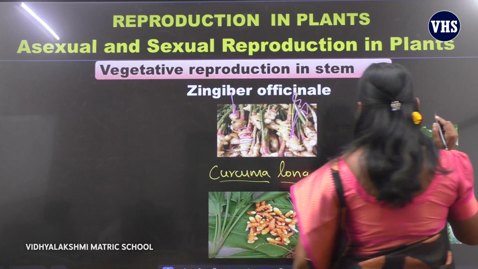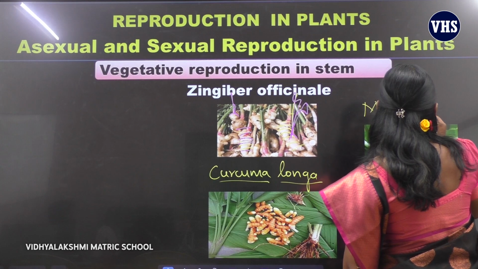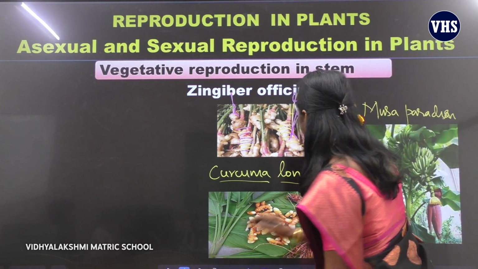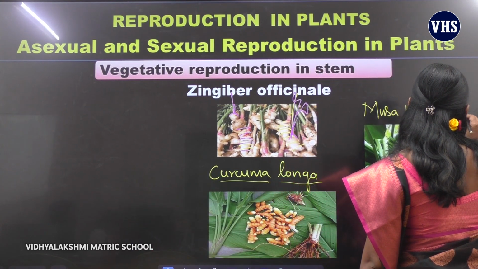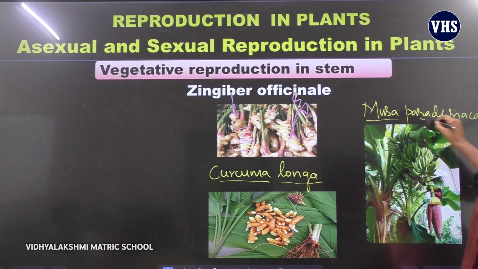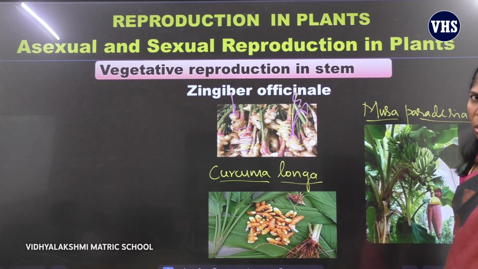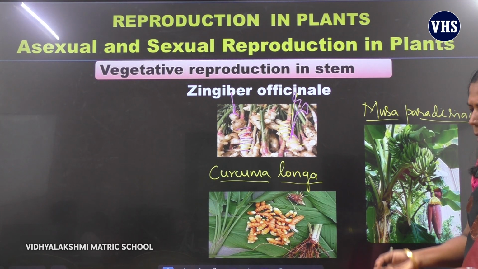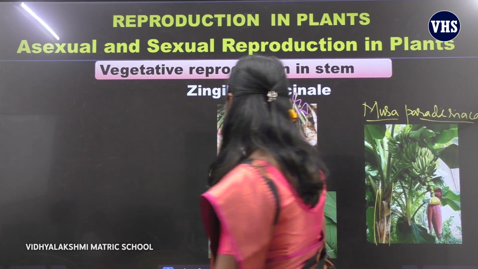And what about this one? This is Musa paradisiaca. Okay, Musa paradisiaca, that is the banana tree, plantain. Okay? Actually where is the real stem here? The real stem is inside, underground; that is the real stem. The stem outside that we see is a pseudo stem. Okay? So pseudo stem, bulby stem, we call it.